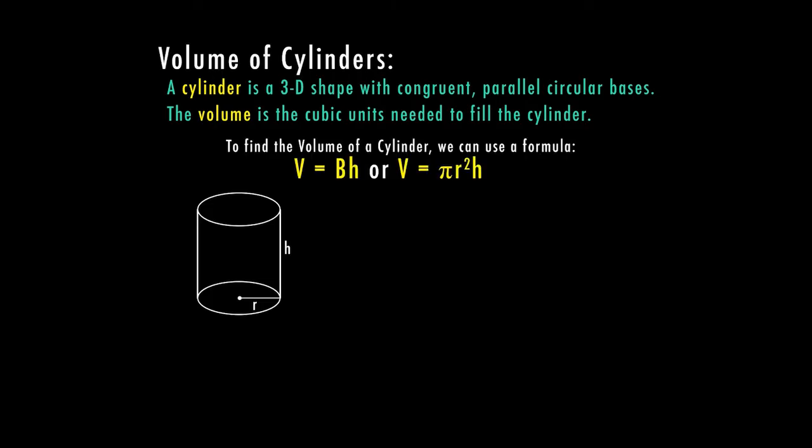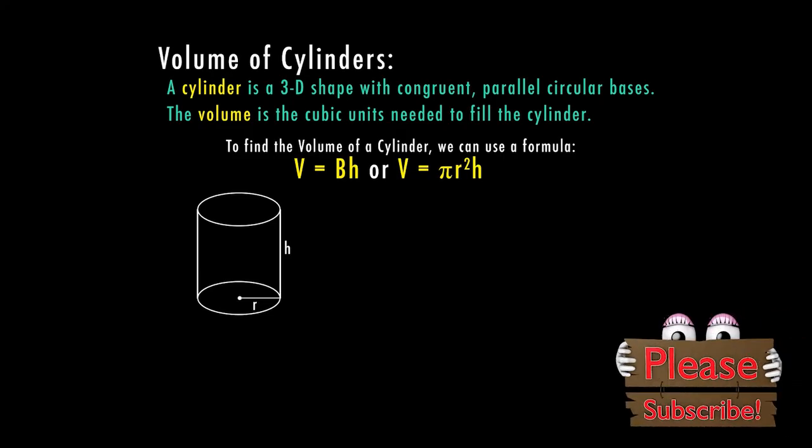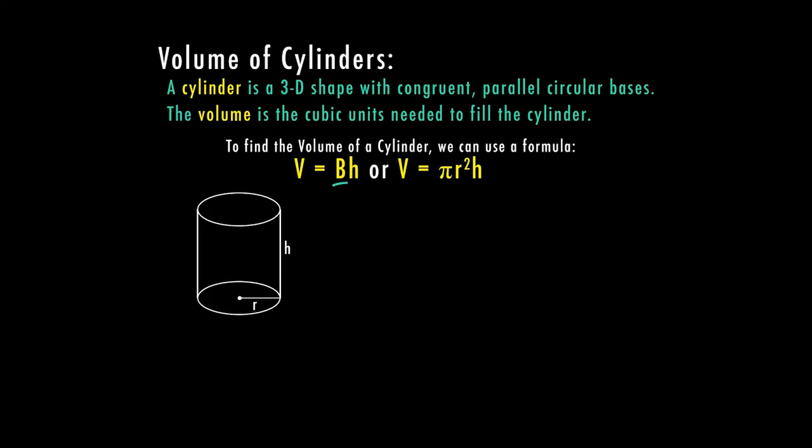So for my formula, I have volume equals B times H, where the capital B means the area of the base, times the height. But we're finding the area of the base, which is a circle. So instead of saying area of the base, we can say the area of a circle. So the other formula we can use is πr²h. So πr² is the area of your circle, and then times the height, which is the distance between the two bases.